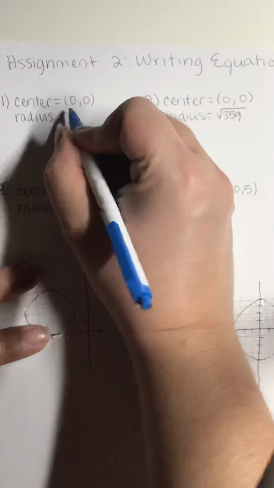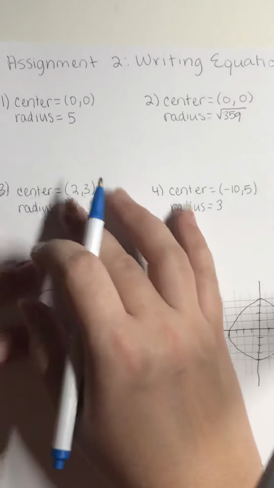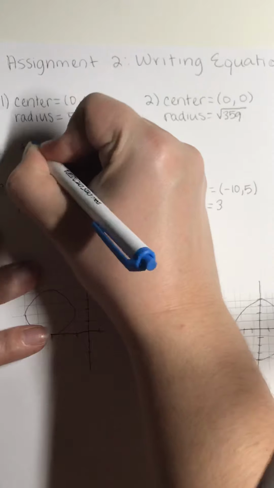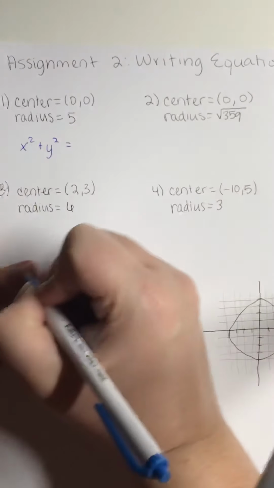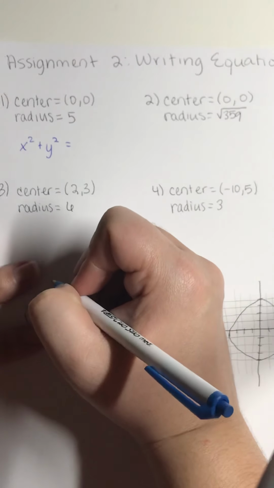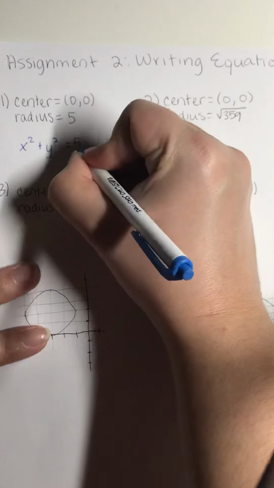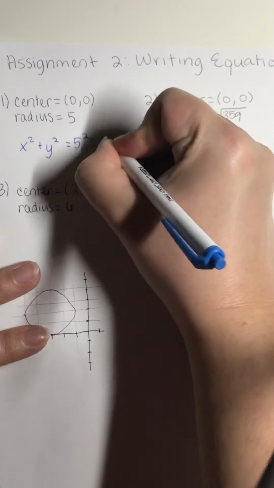So, if our center here is 0, 0, then we don't have any numbers next to our x and y, so it's just going to be x squared plus y squared, and it's going to be equal to r squared. So if the radius is 5, we need to make sure we set that equal to 5 squared, which is 25.